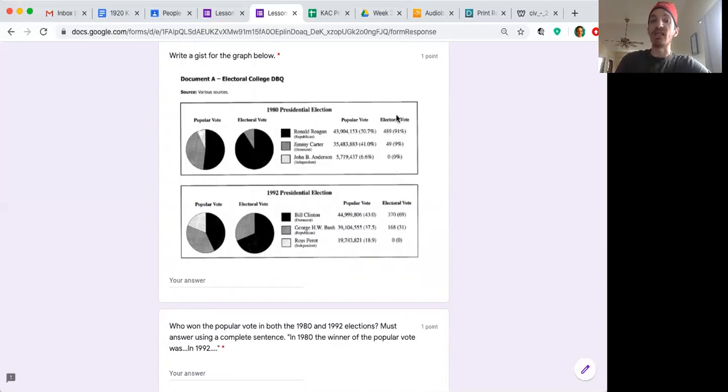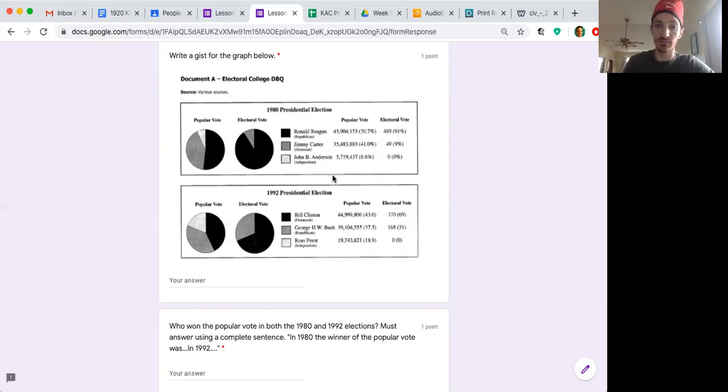The Electoral College vote: Ronald Reagan received 489 Electoral College votes, so 91% of that. Jimmy Carter received 49 Electoral College votes, and John B. Anderson received 0 Electoral College votes. This is the Electoral College pie chart. The big black chunk is Ronald Reagan. The small gray chunk is Jimmy Carter. This is the popular vote. This is how many people voted for them. The smaller black chunk here is Ronald Reagan. The bigger dark gray right here is Jimmy Carter, and then that little whiter section is John B. Anderson.